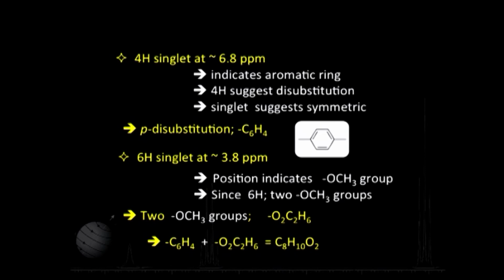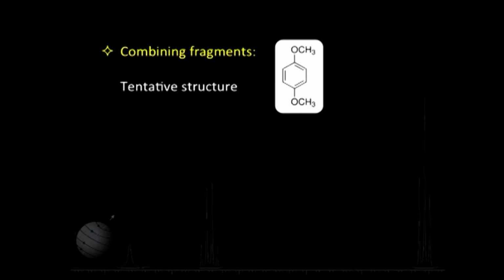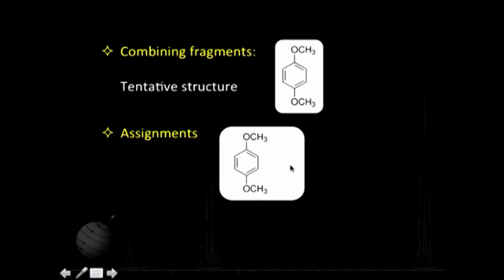If that be so, what do I do next? I take these fragments and put them together into a tentative structure, and the tentative structure which comes out is obviously the following structure here. Now, the next step is to assign the signals, which is very straightforward. These two O-methyls will come at 3.8 ppm, that is where they are observed, and these 4 protons, 1, 2, 3, 4, because of the symmetry of the molecule, will all come together at one single location, that happens to be 6.8 ppm. That is what is observed, and that is the structure we have for the molecule.